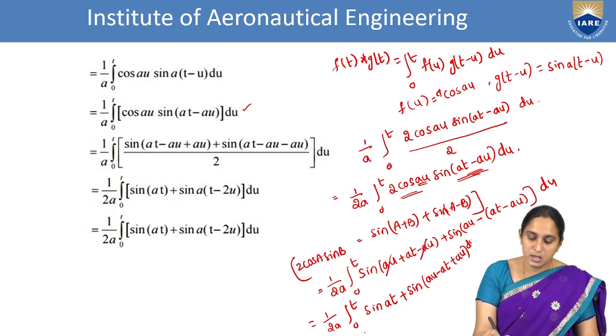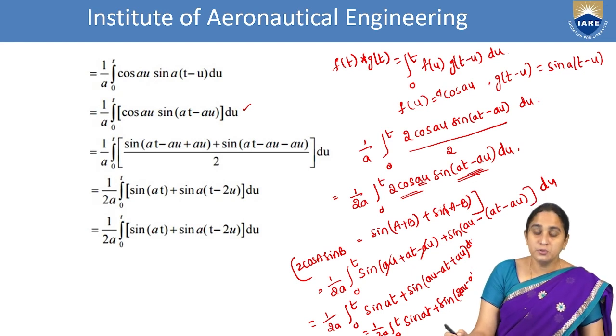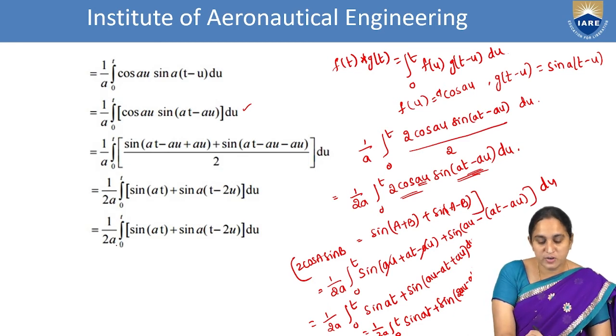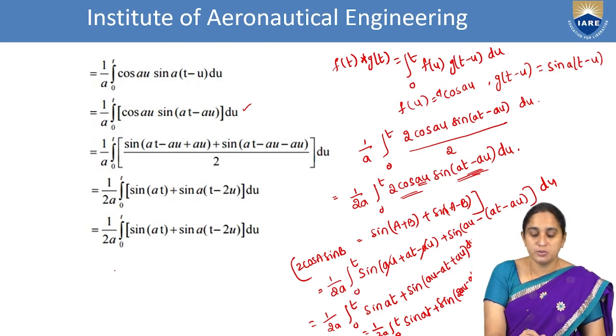That is equal to 1 by 2a into integral 0 to t, sin at plus sin(2au minus at) into du. From that, I'll take a common, that is 1 by 2a into integral 0 to t sin at plus sin a(2u minus t) into du. After substituting the trigonometric formula, then we got 1 by 2a into integral 0 to t sin at plus sin a(t minus 2u) into du.